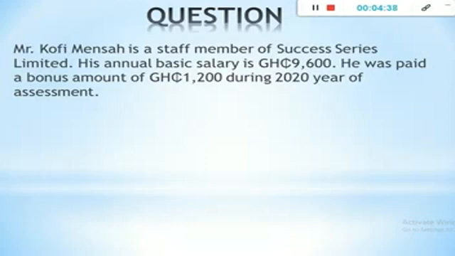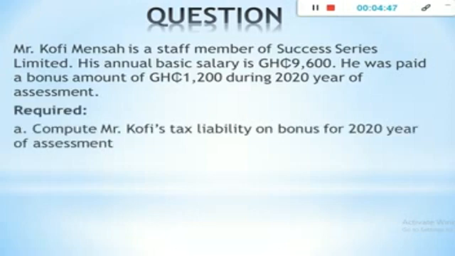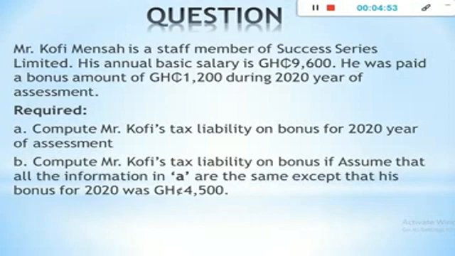He was paid a bonus amount of 1,200 during the 2020 year of assessment. Required: A. Compute Mr. Kofi's tax liability on bonus for the 2020 year of assessment. B. Compute Mr. Kofi's tax liability on bonus assuming that all the information in A is the same except that his bonus for 2020 was 4,500. Now let's look at how we are going to solve it.